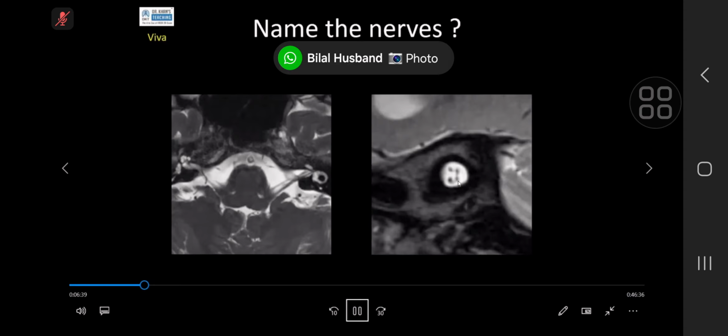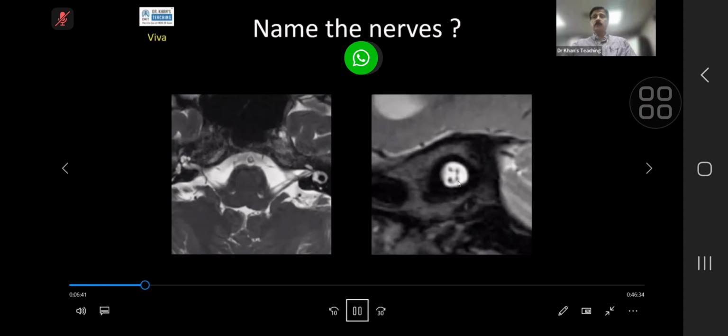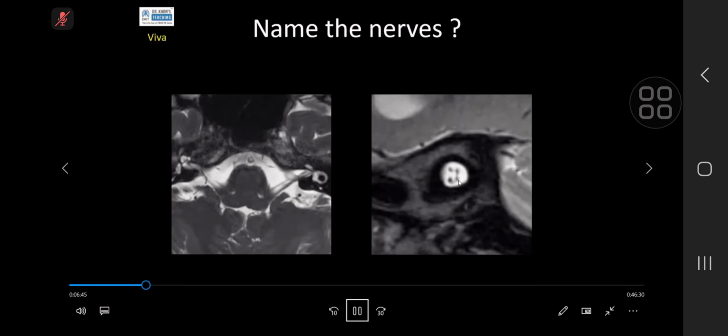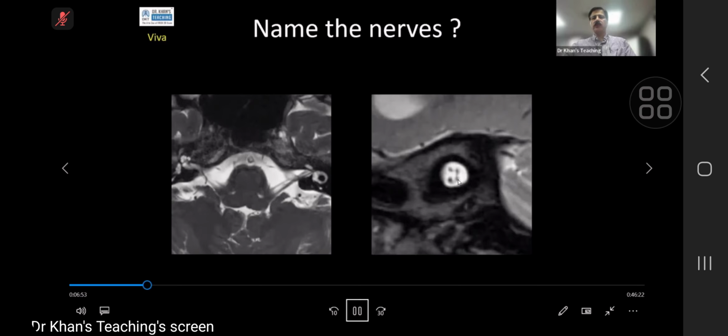That's the eighth nerve. Which nerve? Name the name. Vestibulocochlear nerve. No, my question is, you see this is the lateral most portion and you are seeing 4 nerves. Which one is this? Vestibular nerve.